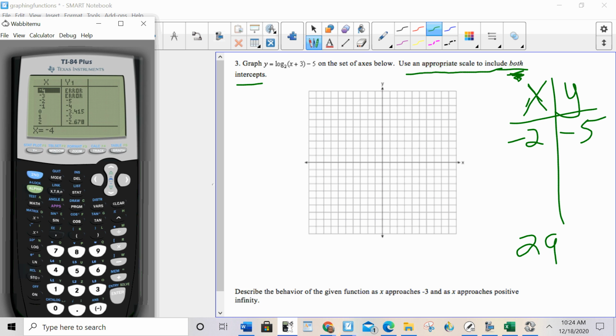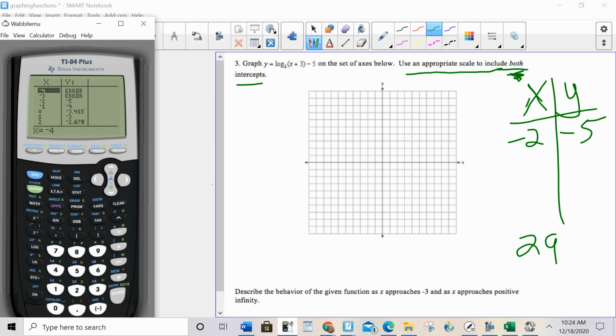Now you see a bunch of errors, and you should remember with log graphs, the domain is restricted. You can't have the log of a negative number. For untranslated log graphs, it's always 0 to infinity, but this one's translated left 3. That's why the asymptote is at negative 3, and we'll talk about that more in a moment.